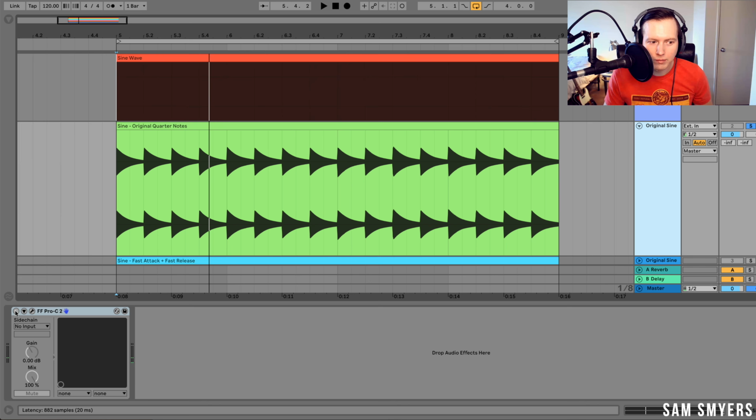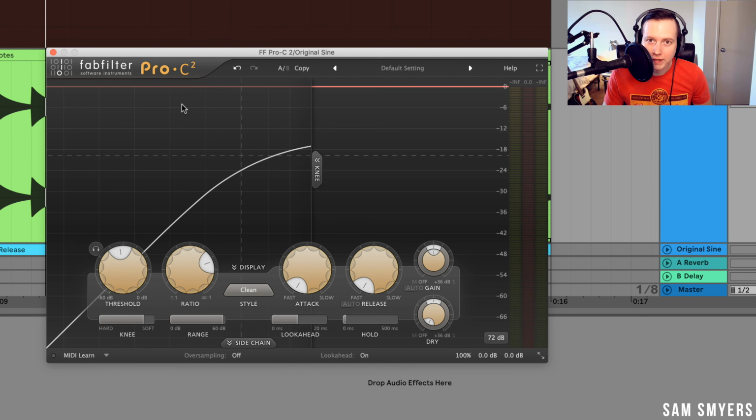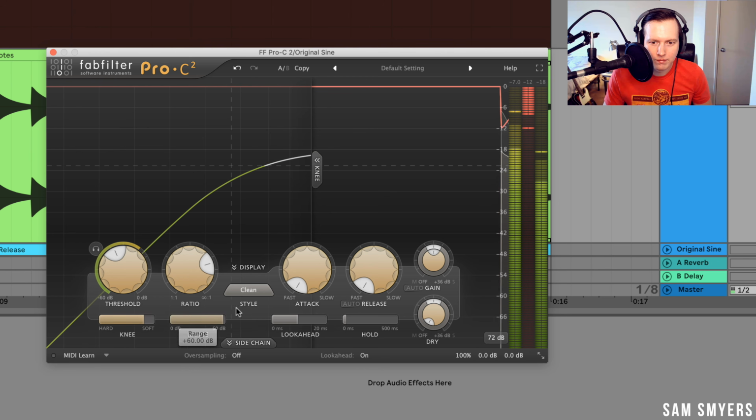Let's go ahead and apply a compressor. To really hear what effect a compressor has on your sound, sometimes it helps to really exaggerate the settings. So I'm going to really lower this threshold and then have a pretty high ratio and adjust the attack and release. And let's listen to how this impacts our sound.